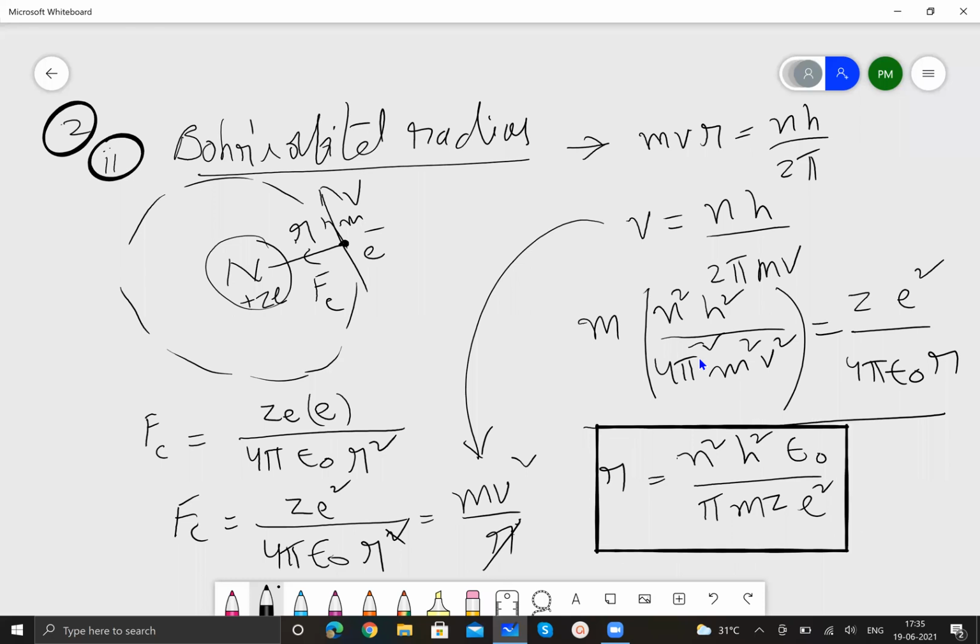Yes, sir. Integration part I am skipping, very important. So the radius of the orbit with the principal quantum number n is given by n square h square epsilon 0 by pi m Ze square. Here v is equal to nh by 2 pi mr. So cancelling corresponding terms, you are left with the formula for radius of orbit with the principal quantum number n as n square h square epsilon 0 by pi m Ze square.